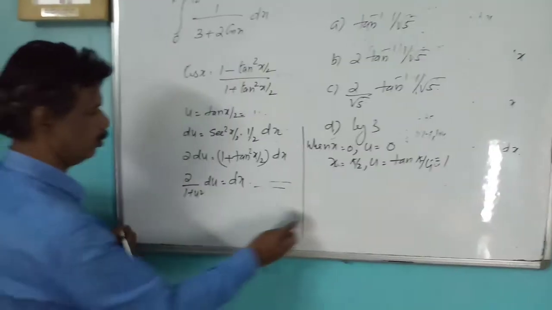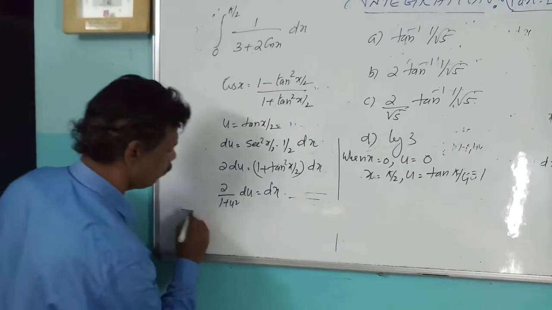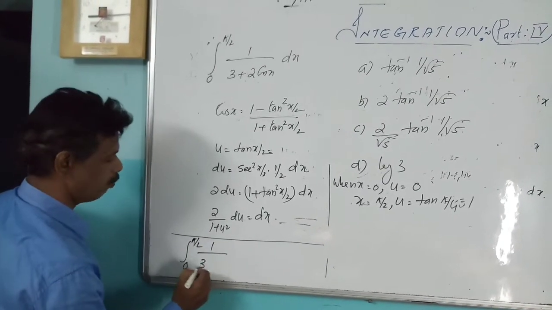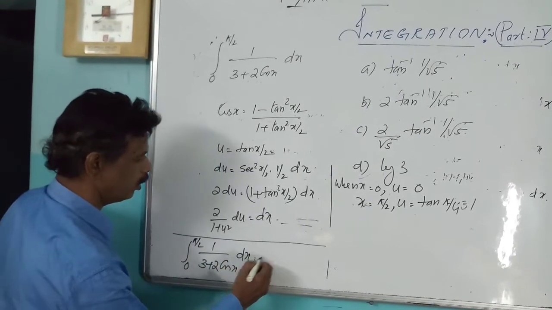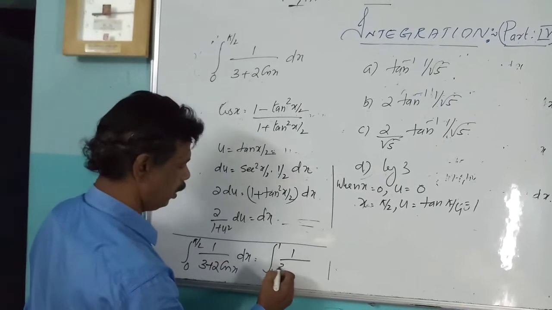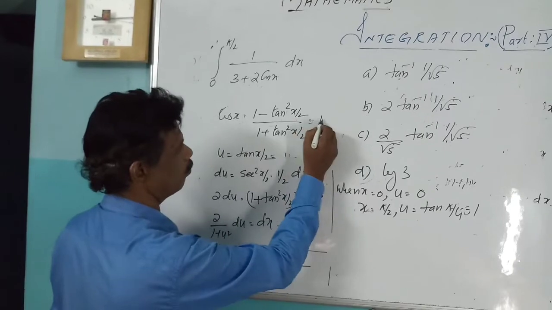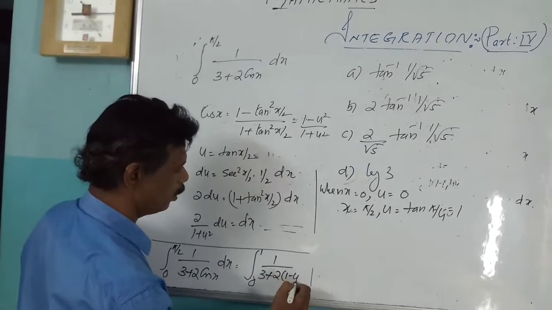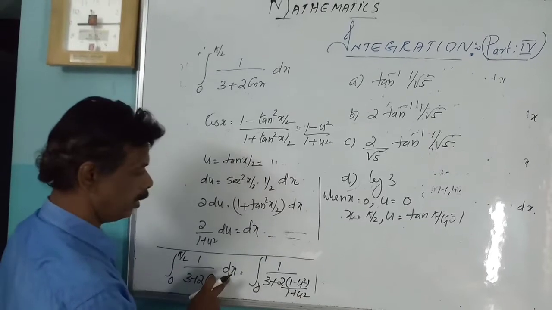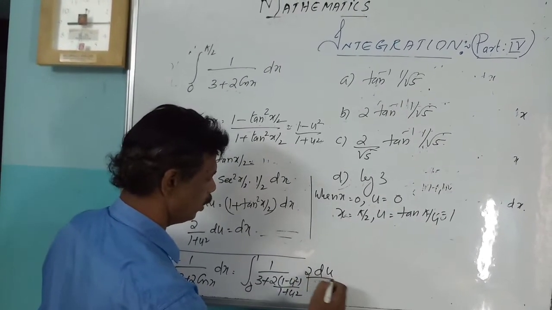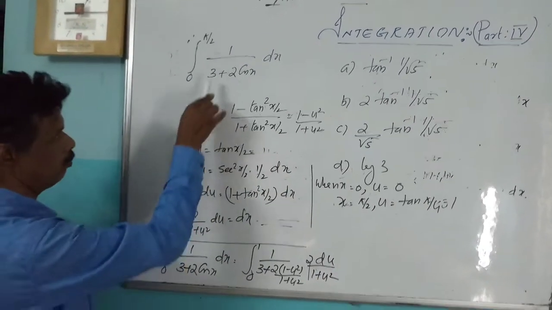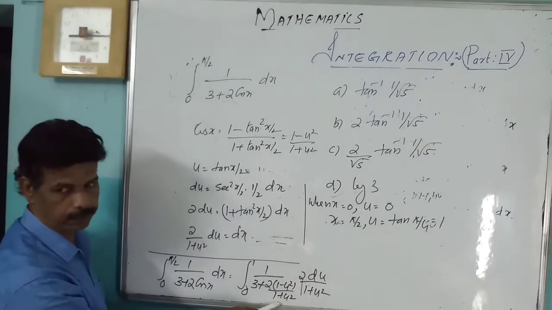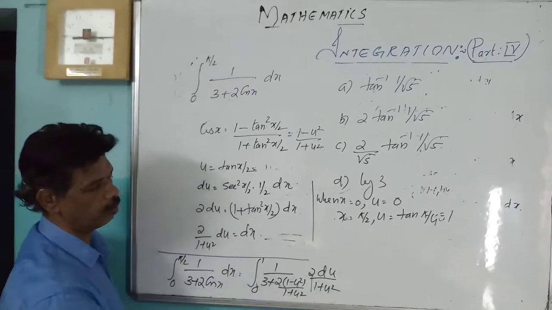So we can write the integral 0 to pi by 2, 1 by 3 plus 2 cos x dx equal to integral 0 to 1, 1 by 3 plus 2 into 1 minus u square by 1 plus u square, because tan x by 2 equals u, so cos x equals 1 minus u square by 1 plus u square. And dx is equal to 2 du divided by 1 plus u square. Instead of cos x, I can write this value, 1 minus u square by 1 plus u square, and dx equals 2 du divided by 1 plus u square.